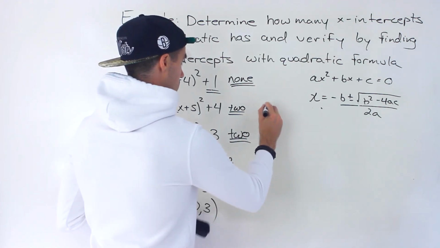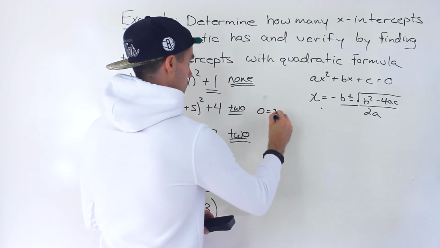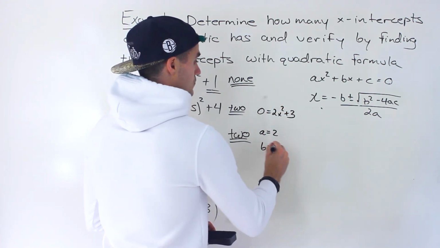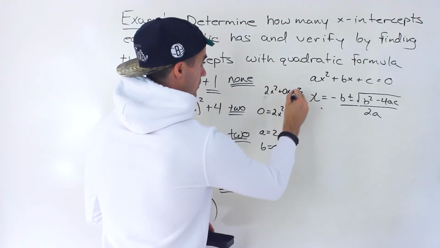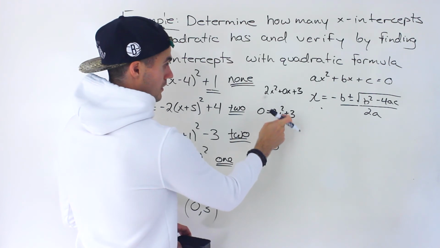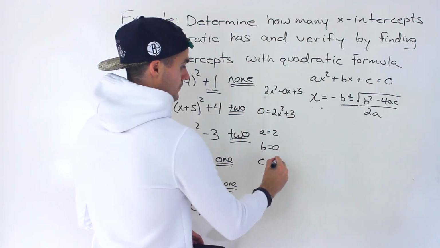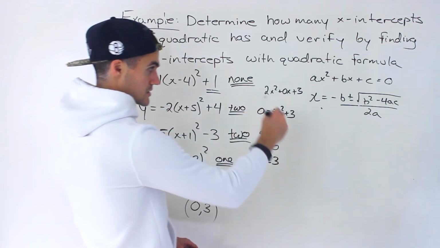Notice the a value. So first off, the equation, because it's already in standard form, it's 2x squared plus 3. So the a value is 2. The b value is 0 because it's like 2x squared plus 0x plus 3. If there's no bx term here, the b value is just 0. So c is 3.